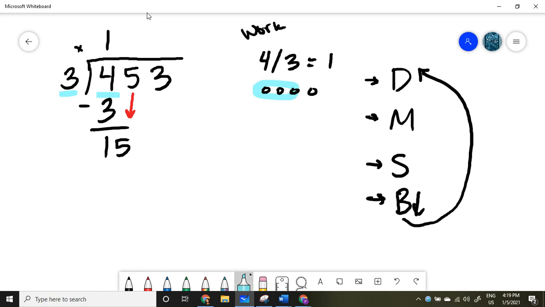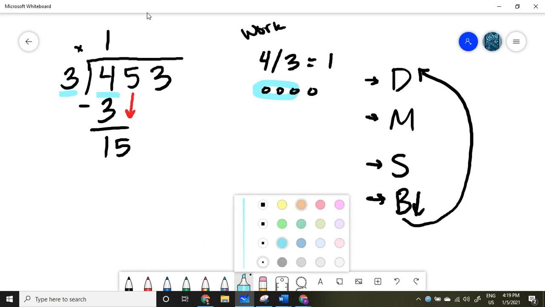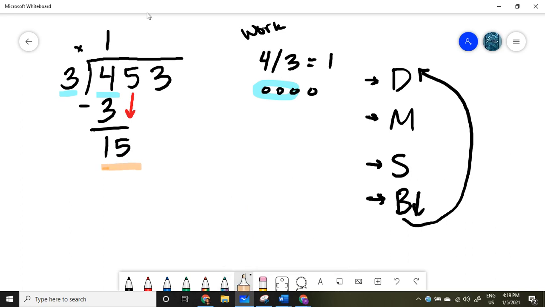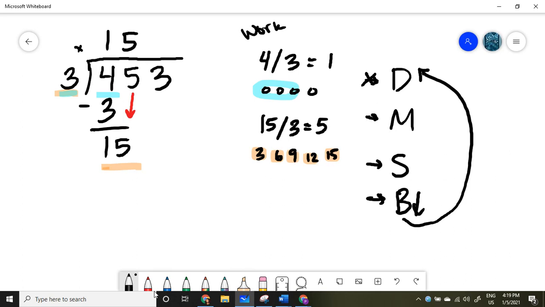So next, I start my steps all over again. I start with divide, and this time I will divide 15 divided by 3. Instead of drawing a picture, I could also skip count. 3, 6, 9, 12, 15. I was able to skip count 1, 2, 3, 4, 5 times, which means that 15 divided by 3 equals 5. I write my division at the top of my division house.